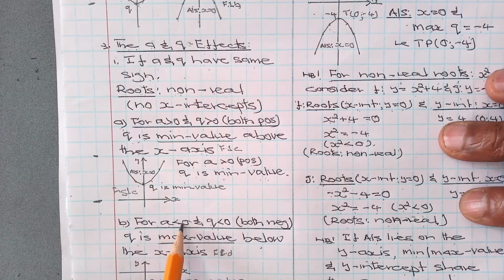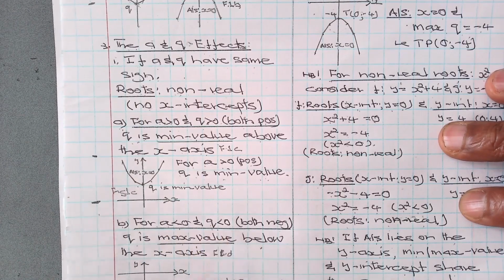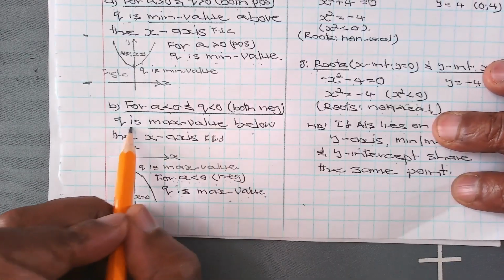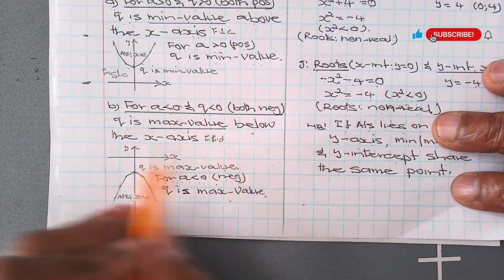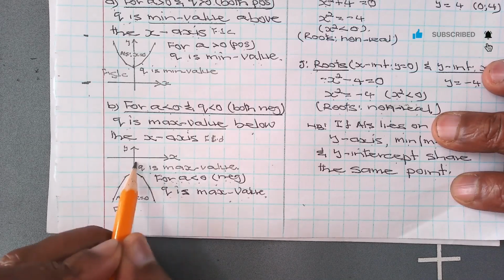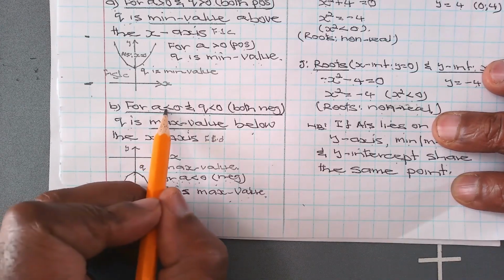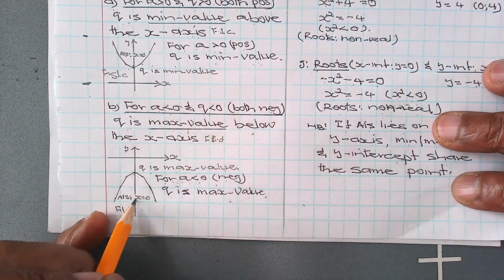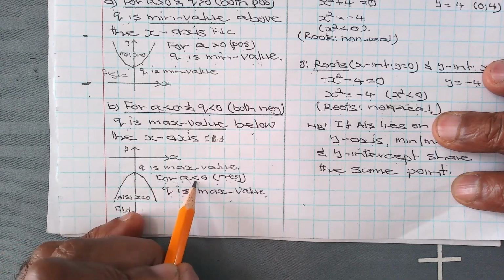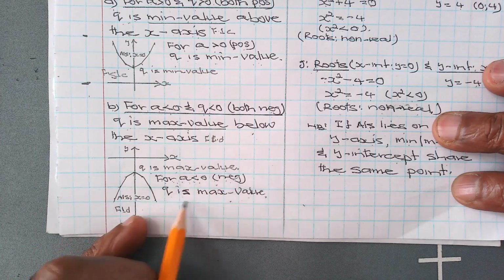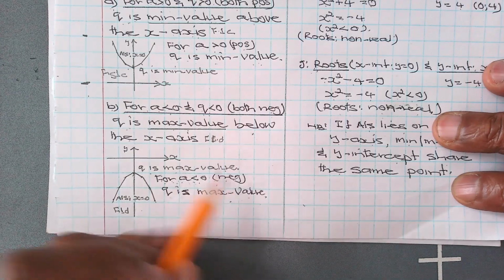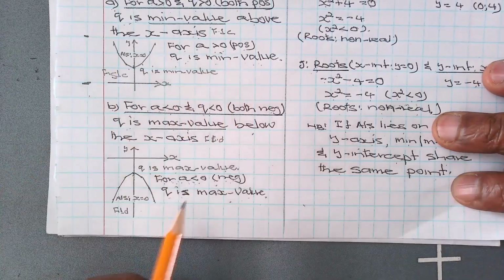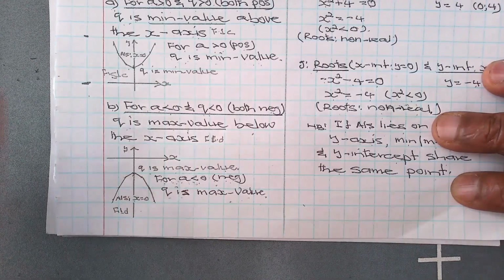For a less than 0 and q less than 0, q is the maximum value below the x-axis. If a is less than 0 and q is less than 0, which means they are both negative, then for a less than 0, q is the maximum value. A greater than 0, q is the minimum value. A less than 0, q is the maximum value.